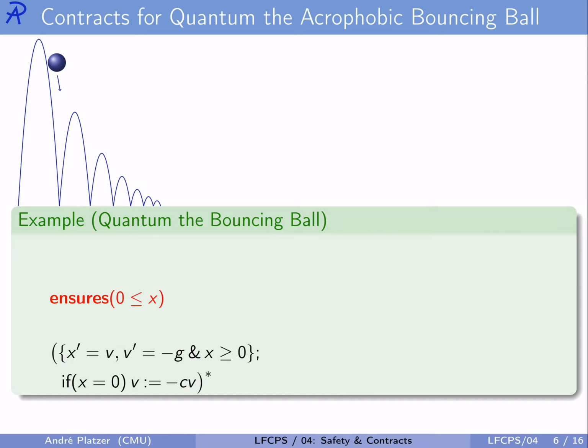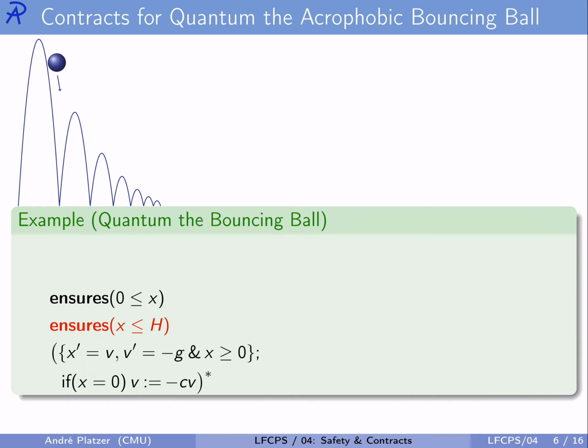But even if Quantum likes to bounce, he's also an acrophobic bouncing ball. He's afraid of heights. He would never like to go above the initial height. So he's got a second postcondition ensuring that his position will always remain below the initial height, capital H. That's good. Only, did we forget something? Yes, we did.